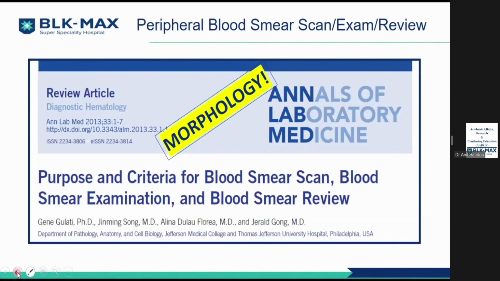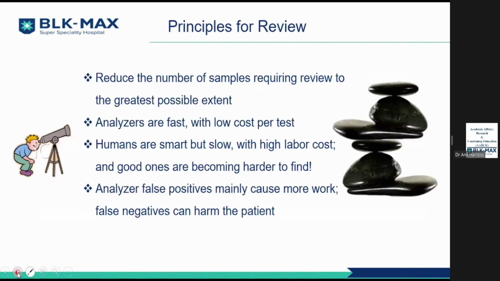Interestingly, when I was trying to prepare for this presentation, I realized all of us have different terminologies and methodologies of looking at a peripheral blood film. There are people who scan the peripheral blood film, others who say, no, I examine a peripheral blood film, and others who say we review a peripheral blood film. Nevertheless, whether you scan, you examine, or you review, in all three cases you're actually interested in looking at the morphological features which are available on the peripheral blood film.